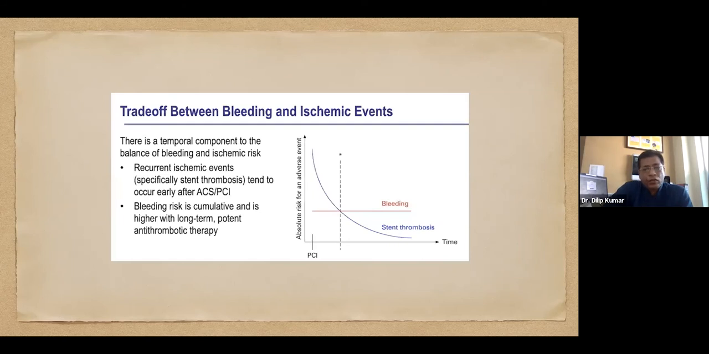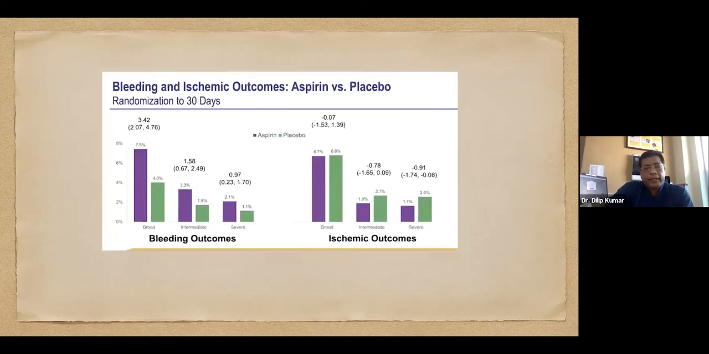So this is the trade-off between bleeding and ischemic events. The bleeding risk is cumulative and is higher with long-term potent antithrombotic therapy, but ischemic events tend to be recurrent, and occur early after ACS and PCI in a subgroup of patients. This is from 0 to 30 days.